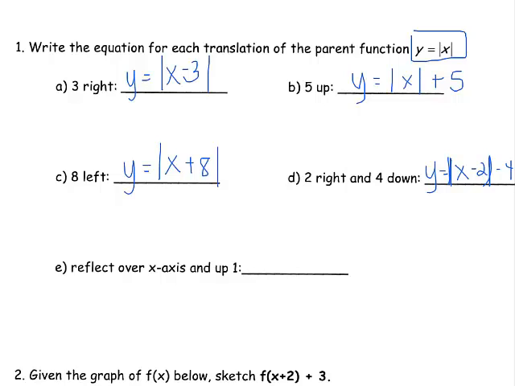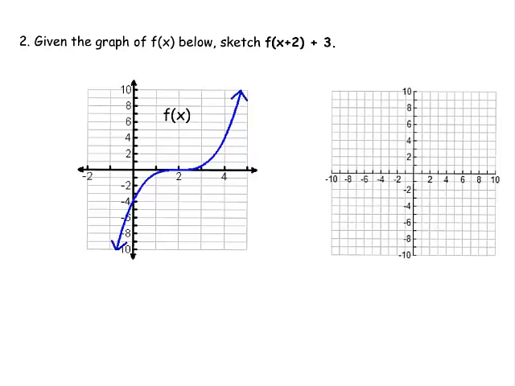E, we have a reflection over the x-axis, and we're going to move up 1. Okay, so for a reflection over the x, I put a negative in front of the function, and up 1, I add it. Okay? All right, let's take a look at a picture. So here, I've given you the picture. So you're going to want to take this picture and shift it according to this function notation here. So if I look up here, this is telling me that I want to move left 2 and up 3.